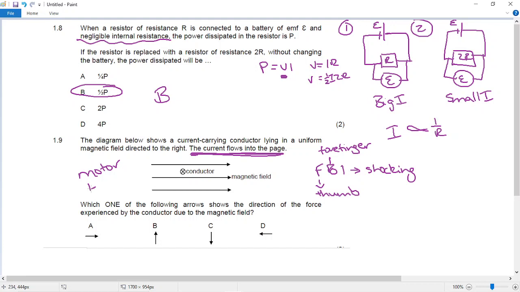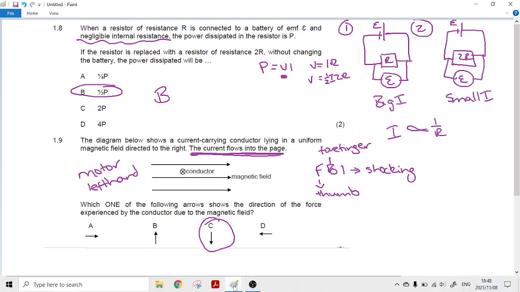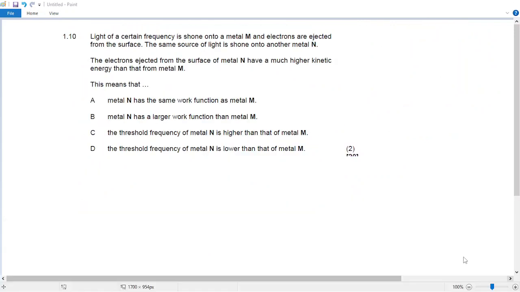So you must use your left hand here. And remember this conductor is going into the page, so you put your shocking zap finger into the page, you put the magnetic field, which is your forefinger, to the right, and that will show you your thumb going downwards, with answer C. So because we are showing movement, we assume it is a motor. This is now the photoelectric effect.